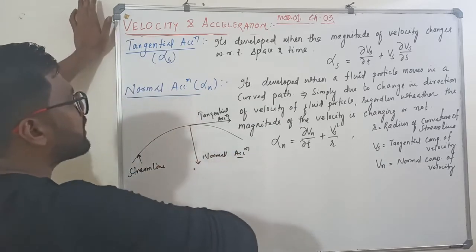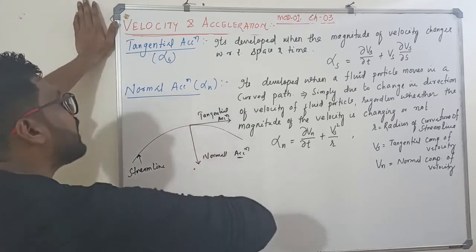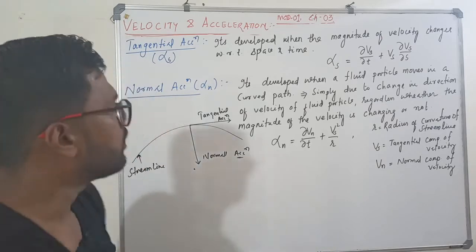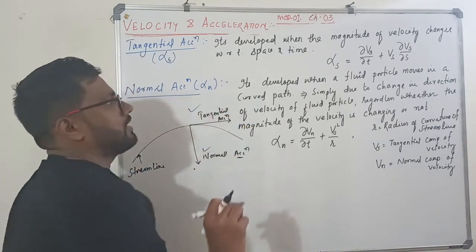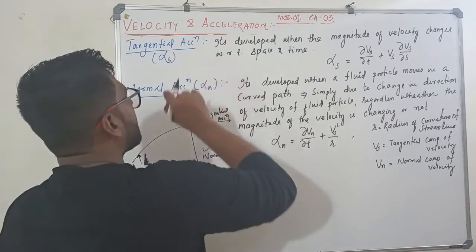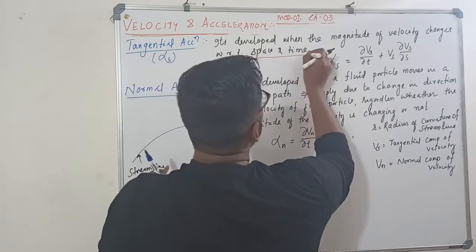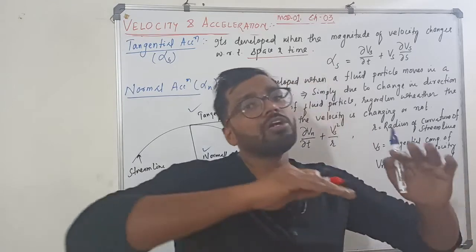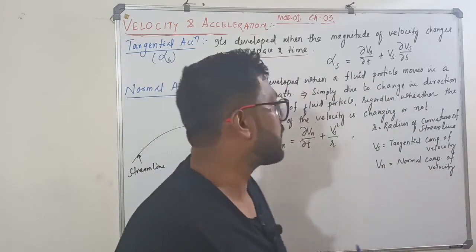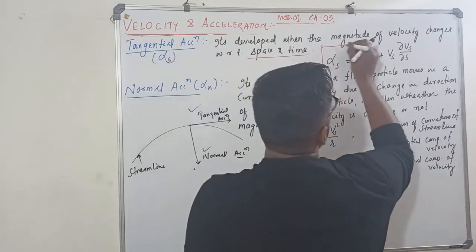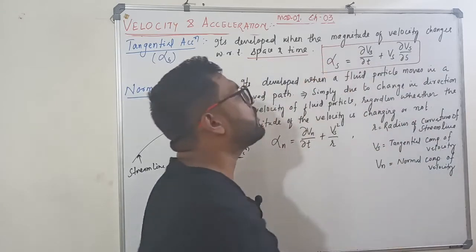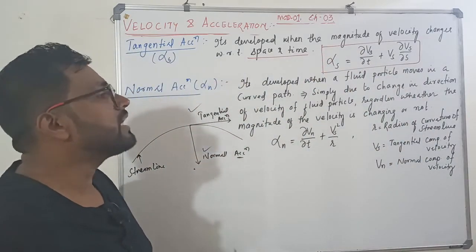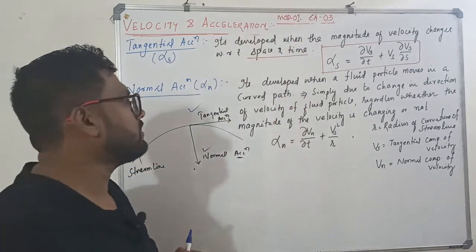So when a fluid particle is moving in a curved path, we have two components of acceleration. One is your tangential component of acceleration, another one is your normal acceleration. The tangential acceleration is due to the change with respect to space, or change with respect to time, or change with respect to both space and time. In such case, your alpha S formula is this: dou Vs by dou T plus Vs dou Vs by dou S. What is Vs? Tangential component of velocity.